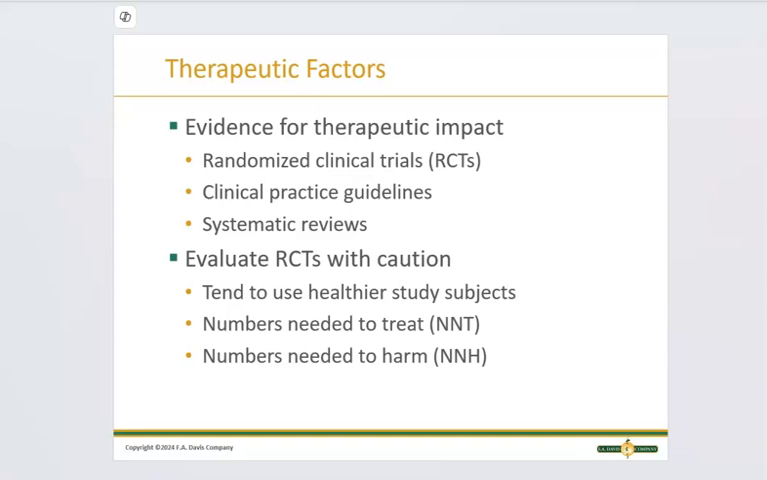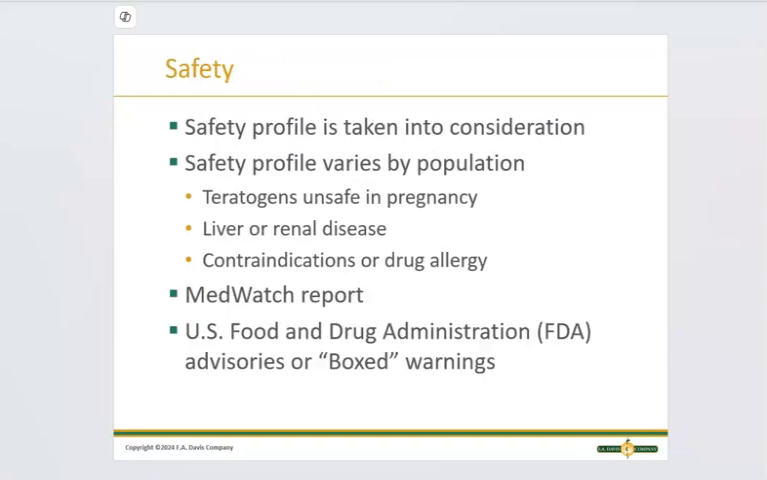Remember, when you're looking at an RCT, you need numbers needed to treat and numbers needed to harm, and understanding how that works. That is comparing the absolute risk of the medication versus the effectiveness, right? So you got to consider those things too. The safety profile of a drug should be taken into consideration and then weighted against the other factors when you're trying to find the drug that you want to prescribe.